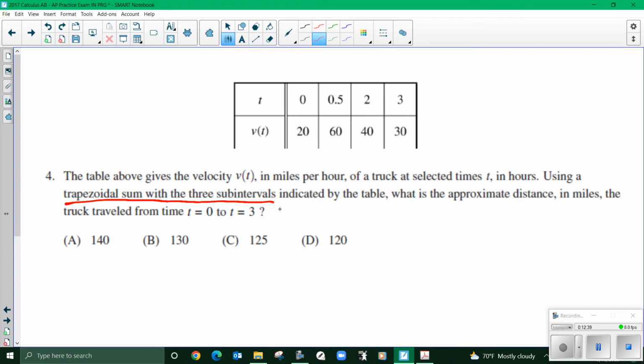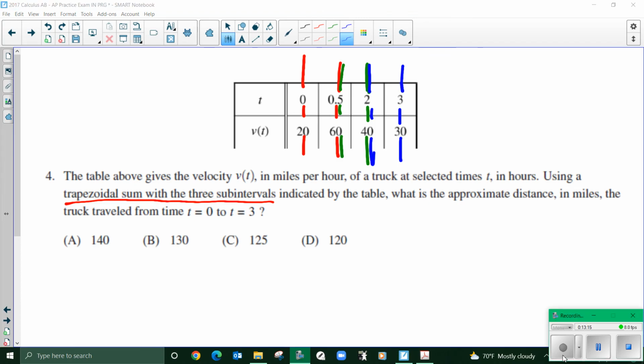Now, I need to break this up into 3 subintervals indicated by the table. All right? So my first subinterval is going to go from 0 to 1/2, or 0.5. My second one is going to go from 0.5 to 2. And my third one is going to go from 2 to 3. All right?